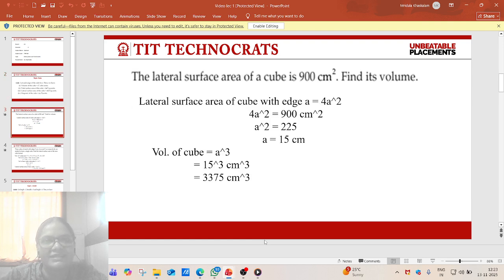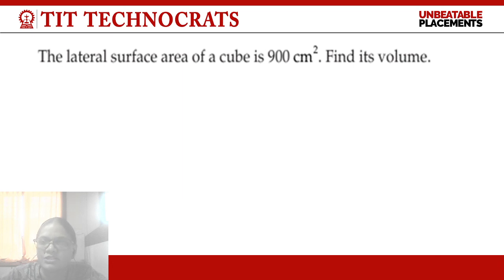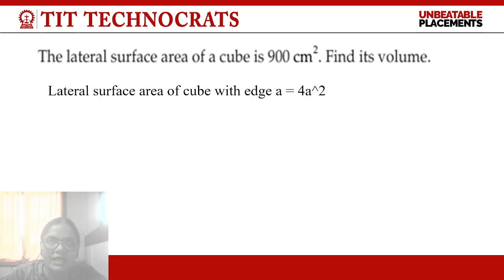So the first question: the lateral surface area of a cube is given, that is 900 centimeters square, and they are asking to find its volume. As we know, the lateral surface area of a cube is equal to 4A square. If the edge of a cube is A, then the lateral surface area is 4A square, and the value is given. It is equal to 900. So we'll equate 4A square is equal to 900.